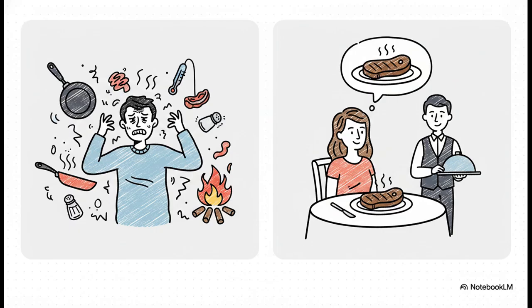Think of it like ordering at a nice restaurant. You tell the waiter what you want to eat, say a medium-rare steak. You are declaring your goal. You do not march into the kitchen and tell the chef how to turn on the stove or exactly how to season the meat. You just declare the result you want and let the system figure out the rest.